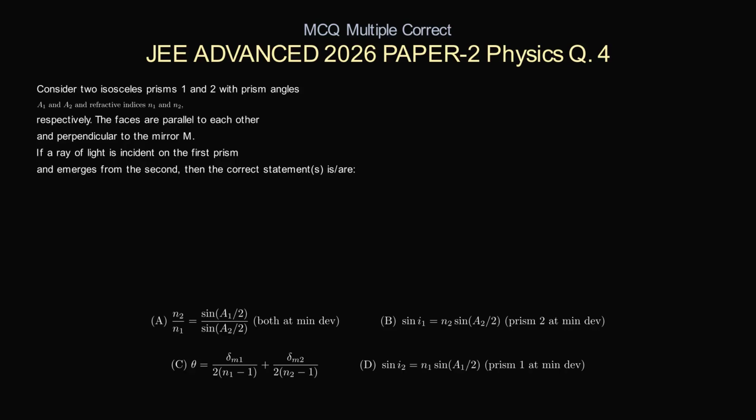Option C. If both are thin and at minimum deviation, theta equals (δM1/2)(N1 − 1) plus (δM2/2)(N2 − 1). Option D. If prism 1 is at minimum deviation, sin I2 equals N1 sin(A1/2).